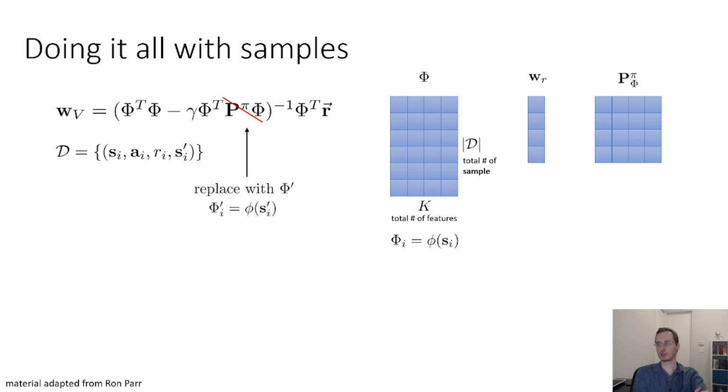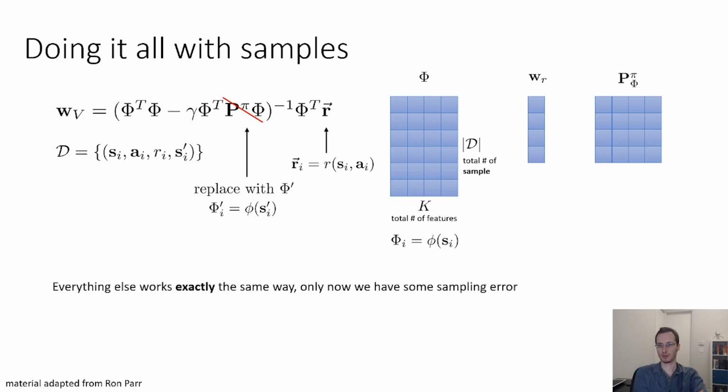So now our matrices are no longer K by S, they're K by number of samples. We're going to replace P pi phi with the features of S prime, and I'm going to call that phi prime. And we're going to replace R with a vector of sampled rewards. But everything else actually works exactly the same way, only we now have some sampling error. So actually the same exact equation can still be used to solve for WV using samples, and virtually nothing changes.